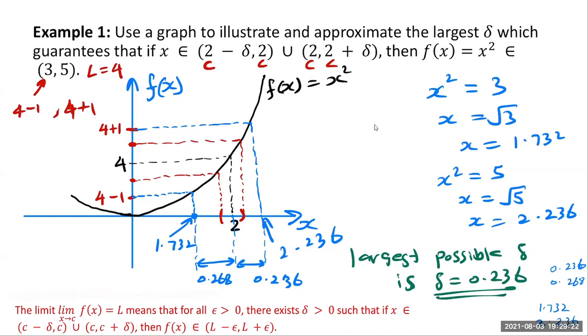You cannot make delta bigger than that, because if you make your delta bigger than that, you will jump out of this point. So you're going to collect points outside of this interval. If you take a point somewhere here, you're going to land outside of the interval 3, 5. Your y value will be outside of the interval 3, 5. All right, so we found the largest delta. Let's move on.